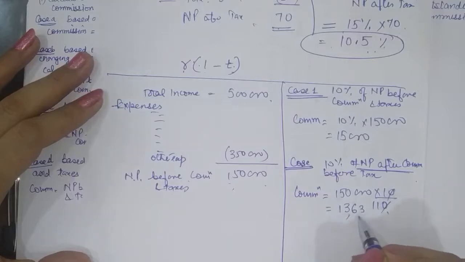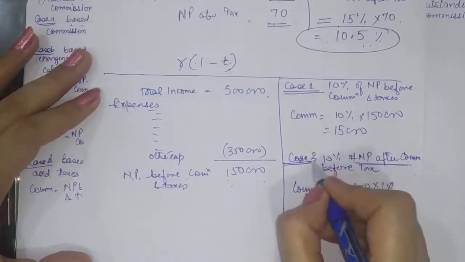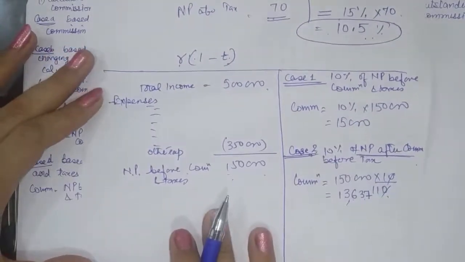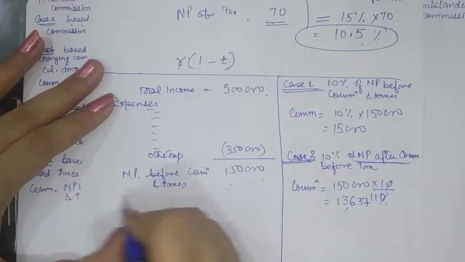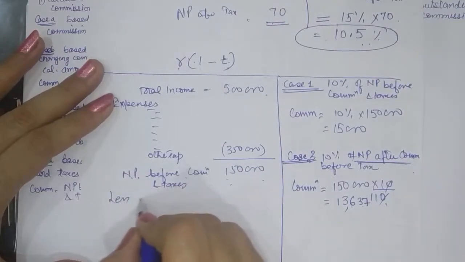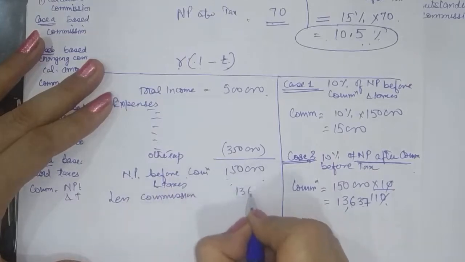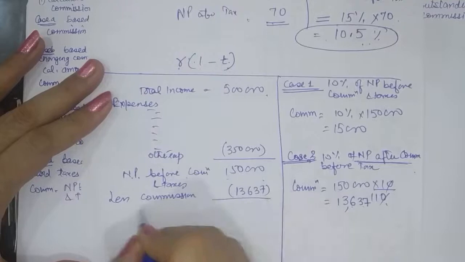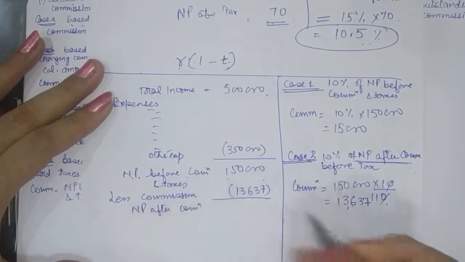Okay. So 13,637. Now you can verify this also. You have 1,50,000 rupees of net profit before commission. Now if we deduct commission, we have net profit after commission and before taxes, of course.